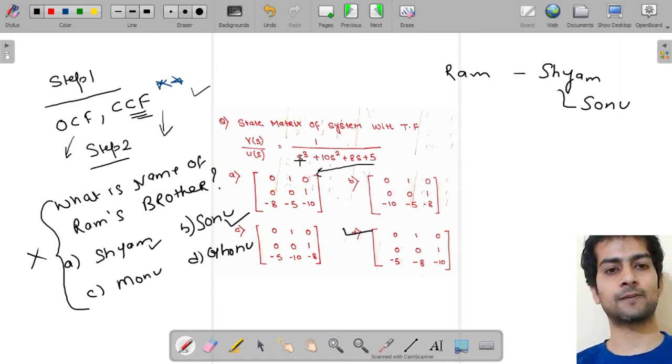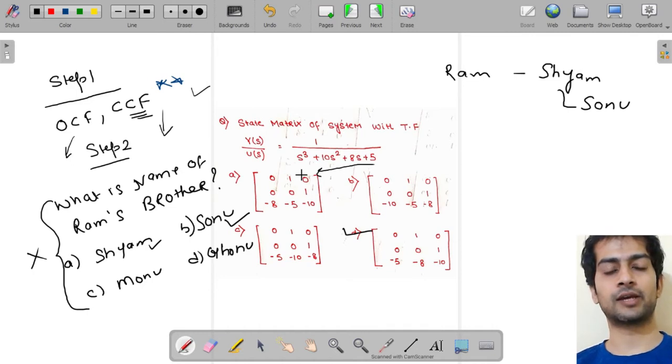So this was about the CCF. This was about the OCF. That for the same transfer function, by varying the state variable, sometimes we will get CCF, sometimes OCF. How we are getting that, we will deal with in the conventional course. Then I gave you the shortcut of writing the state model of CCF and the state model of OCF. And if you know CCF, then you can find OCF and vice versa.